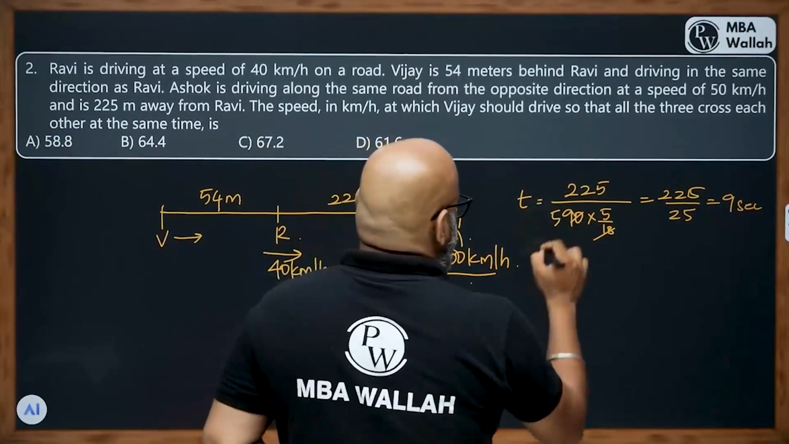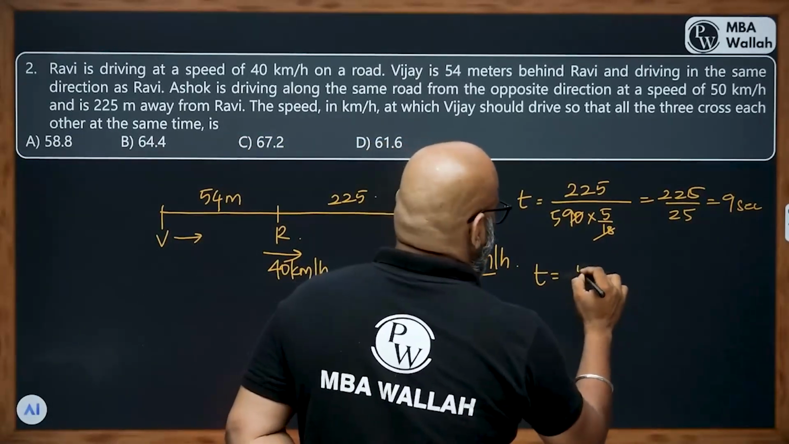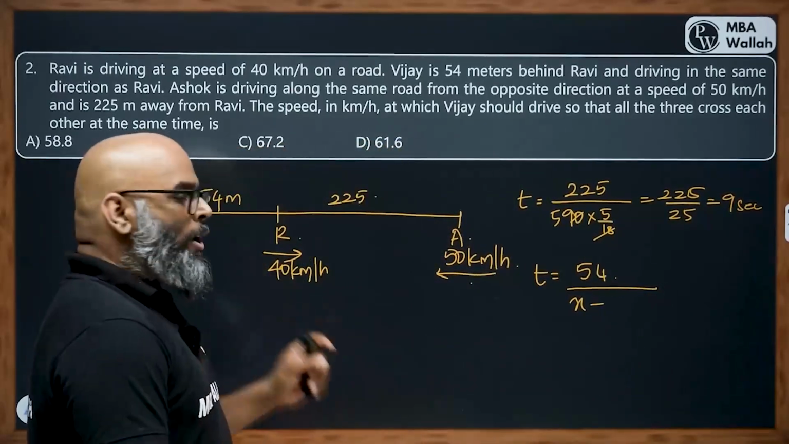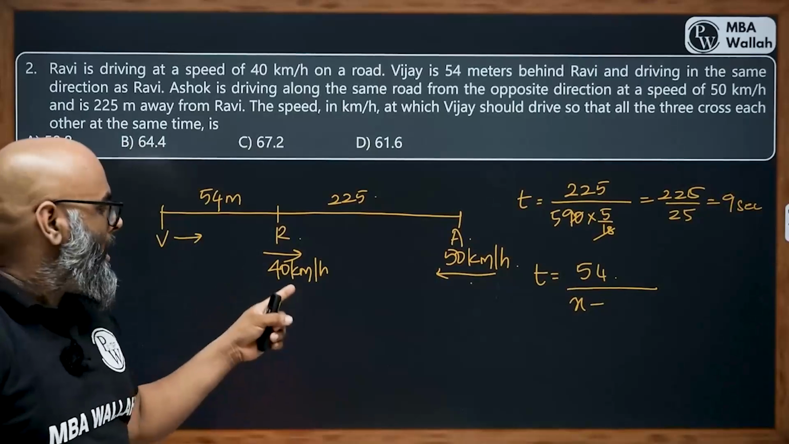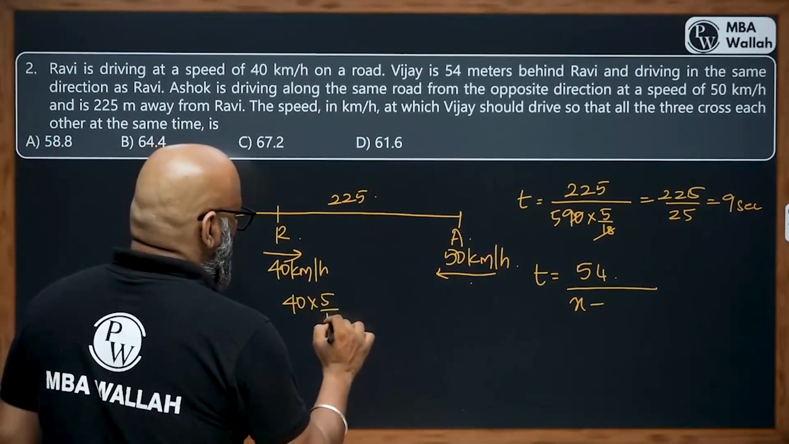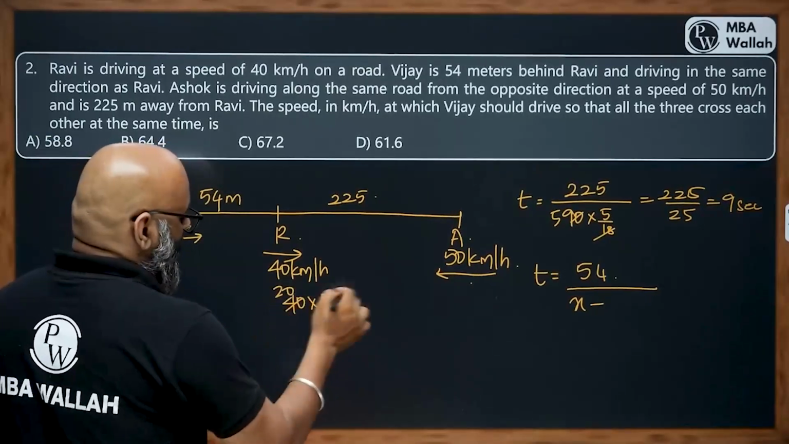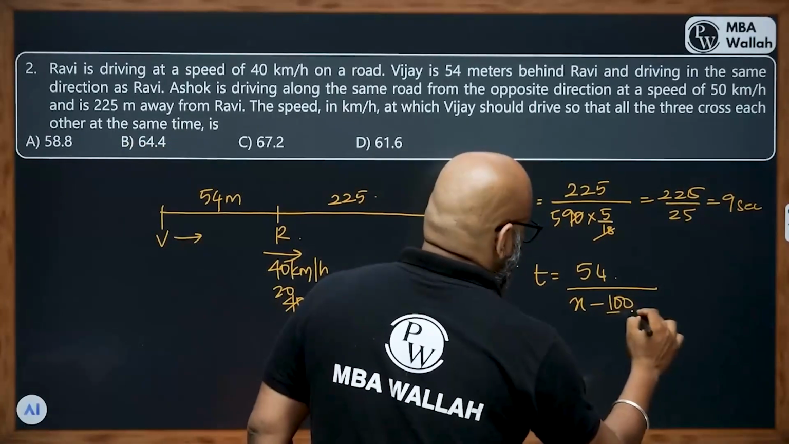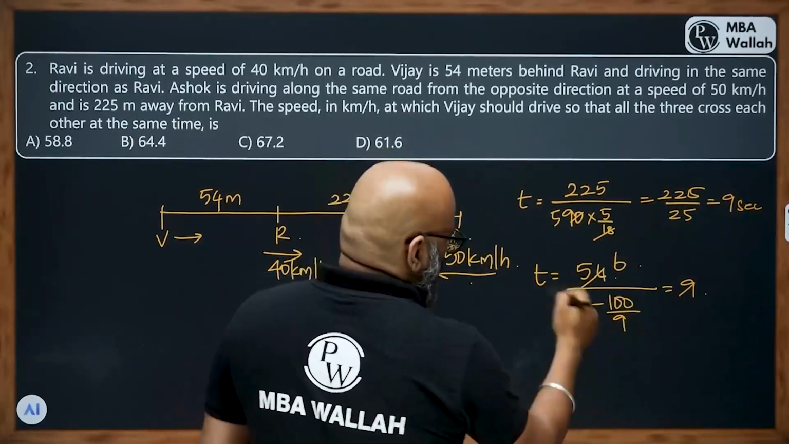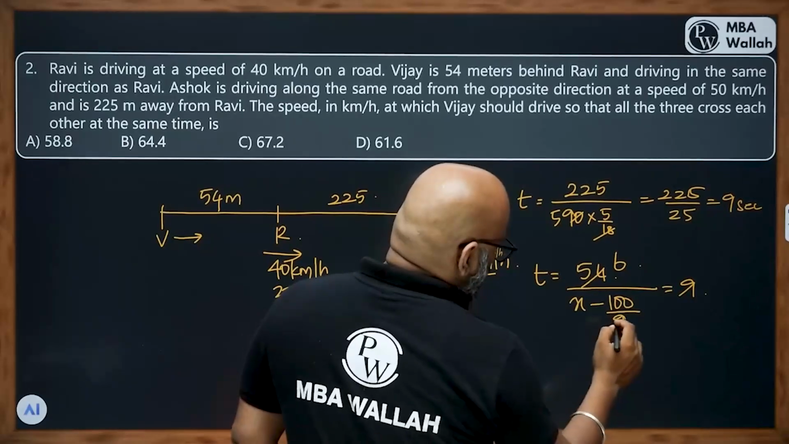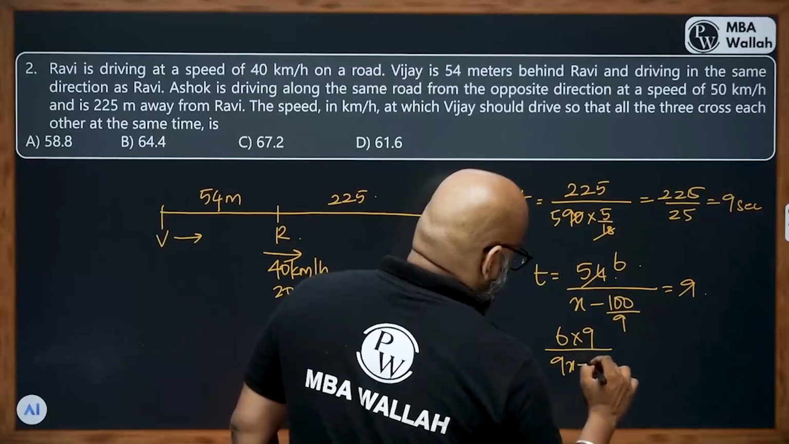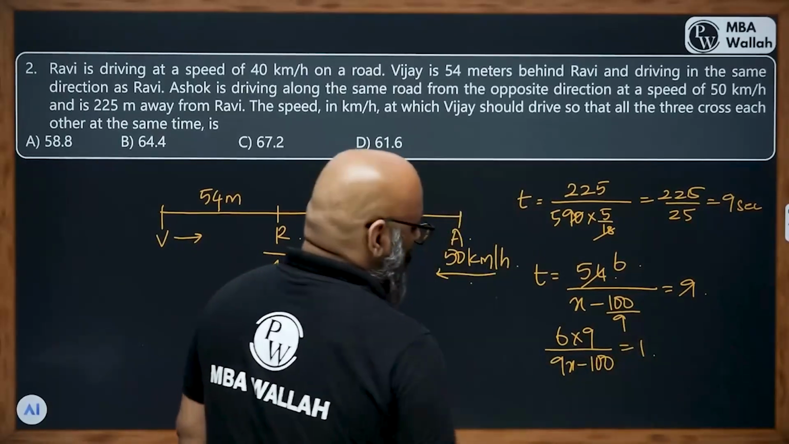So for that, time is equal to 54 meters divided by x minus 40 kilometers per hour. I cannot take 40 kilometers per hour here because 54 meters is taken, so I want to convert this into meters per second. So 40 into 5 by 18, cancel, this is 20, 100 by 9. Equal to 9. I'm nicely cancelling those. This is 6 times. So this will give me 6 into 9 divided by 9x minus 100 equals 1.